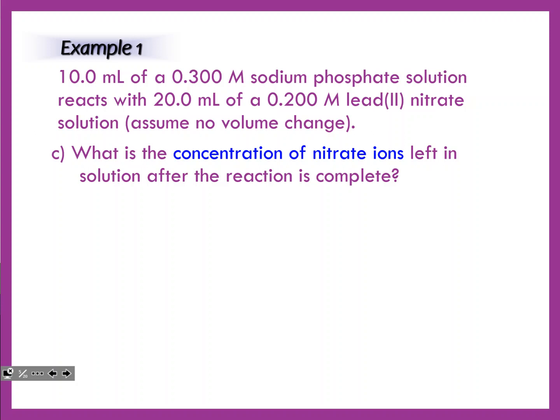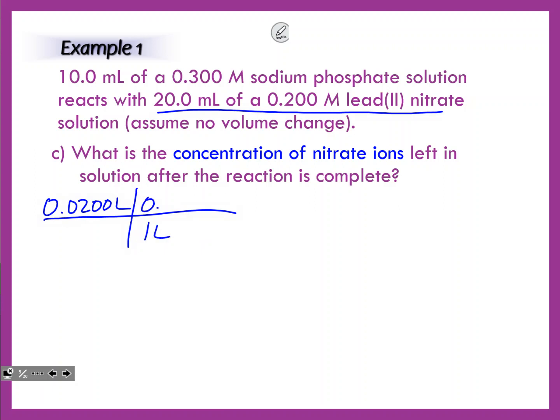And then the last step is to do what? Divide by the new volume. Yes, we are combining 10 milliliters of one with 20 milliliters of another. That means we're going to have a new volume. Right? Okay. So I take the reactant that has my nitrate in it, and that's going to be this one. We figure out the moles of the nitrate.